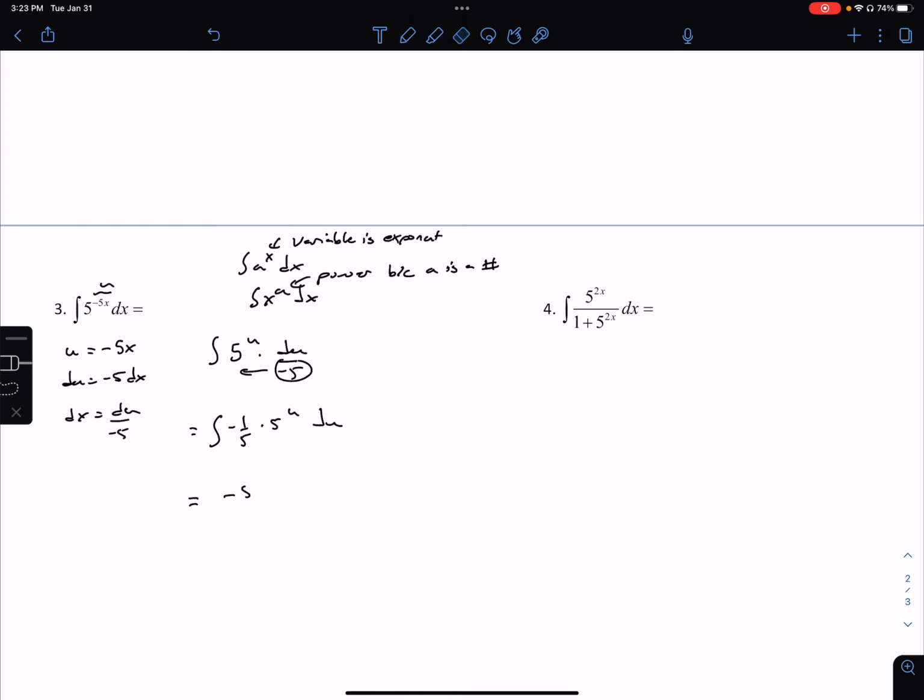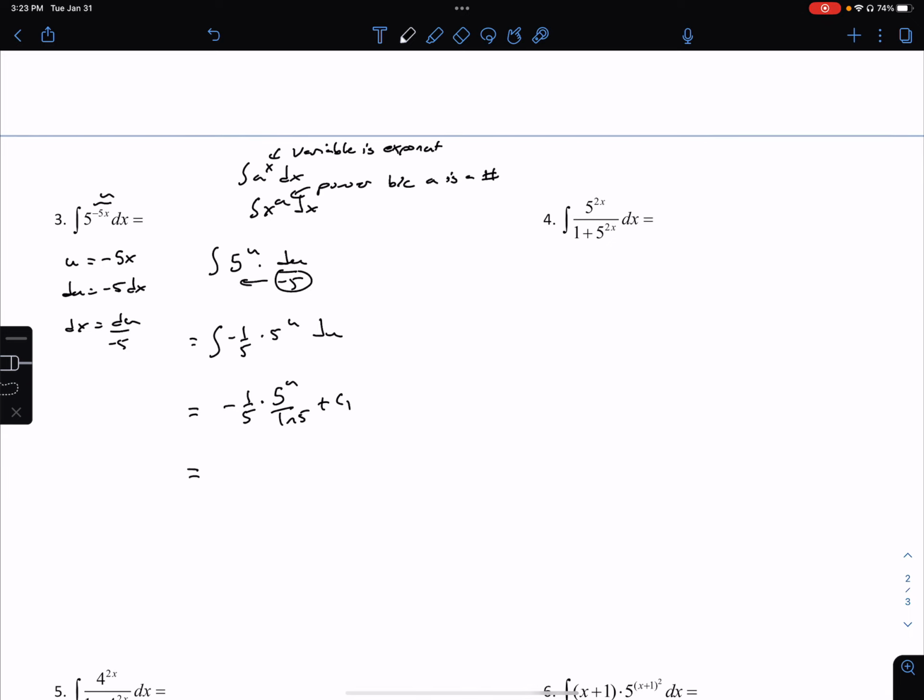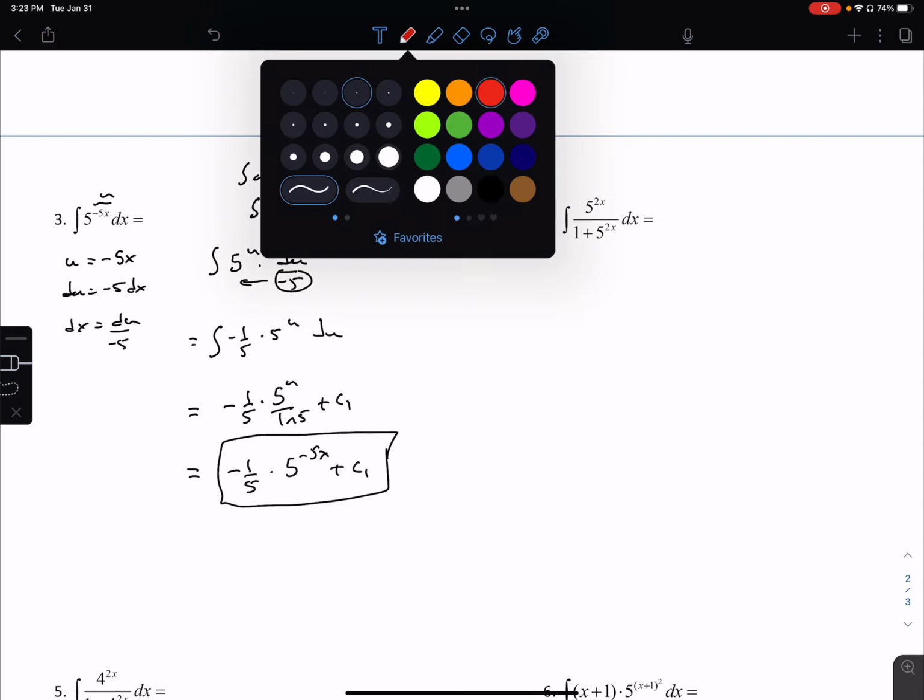This is what we're looking at, and I'll show you what I mean in just a second. So this becomes 5 to the u over natural log of 5 plus c1. Replace the u, we get negative 1/5, 5 to the negative 5x plus c1. There's my answer. Now, I can do something fancy if I felt like it.